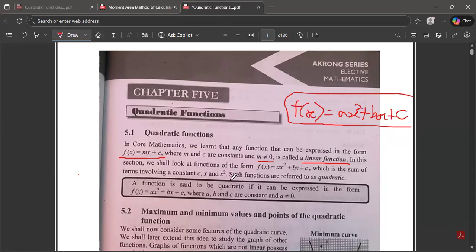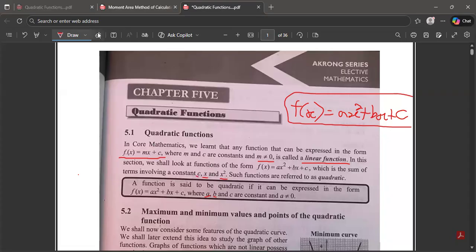In this section, we shall look at functions of the form f of x is equal to ax squared plus bx plus c, which is the sum of terms involving a constant c, x, and x squared. So you should be taking note of some of these things. There are some things I won't write on the board, I only say them with my mouth. You should be able to write all of them.